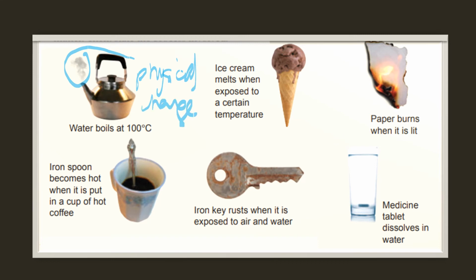Okay, ice cream melts when exposed to a certain temperature. Again, this is physical change because no new substance is formed. Okay, what about paper burns when it is lit? After the paper burns, it forms a new substance, different from its original substance. So this one is a chemical change.